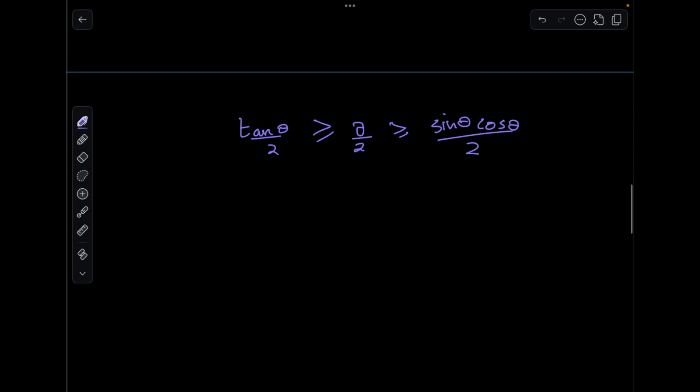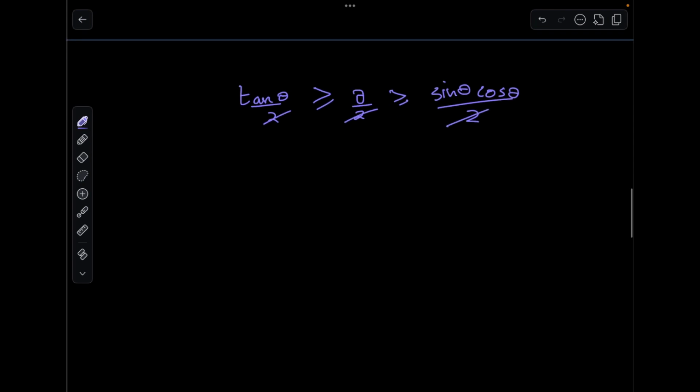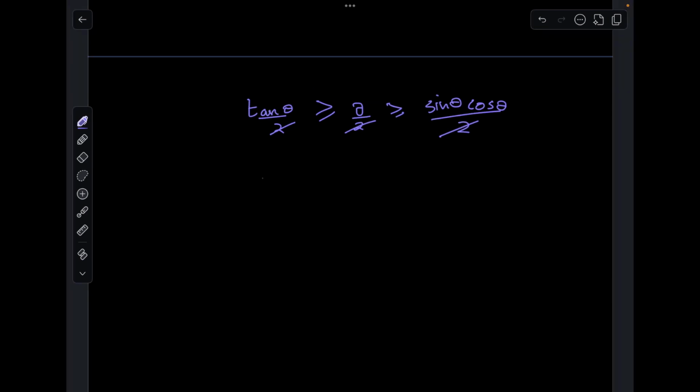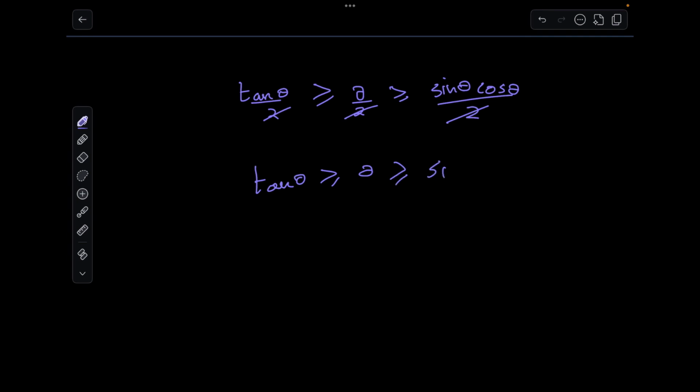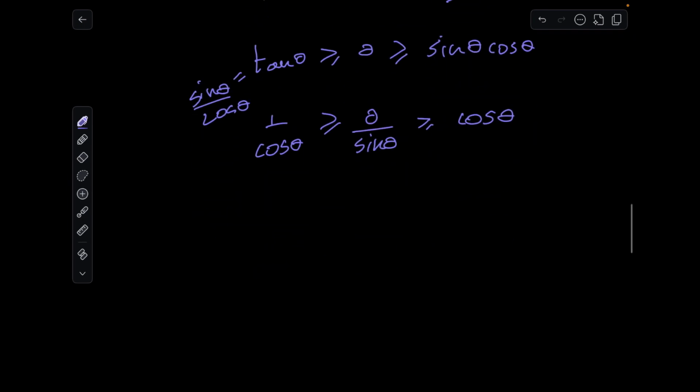Now all of these halves can be just removed. Now we get tan theta, theta, and sine theta cos theta. Now we can divide by sine theta, which gives us 1 by cos theta, because tan theta is equal to sine theta by cos theta. Right, so we get this.